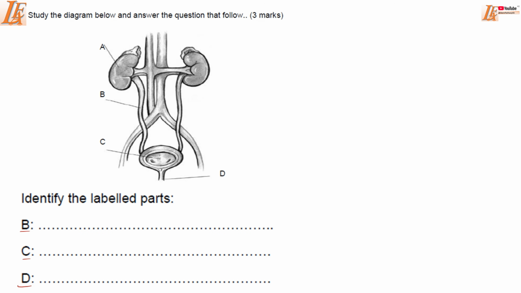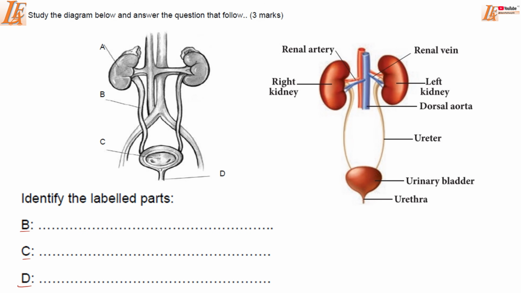So before we answer this question, let's look at the entire human excretory system. We have this part called the renal artery. We have the right kidney. Then we have the renal vein. We have the left kidney. We have the dorsal aorta. Then we have a ureter. We have a urinary bladder. And then we have a urethra.